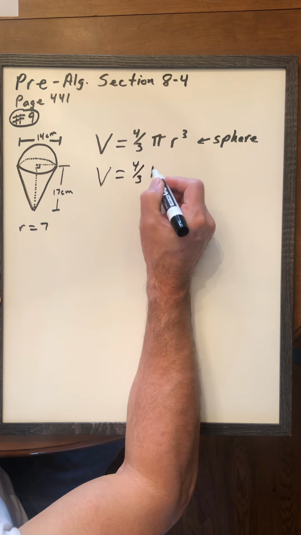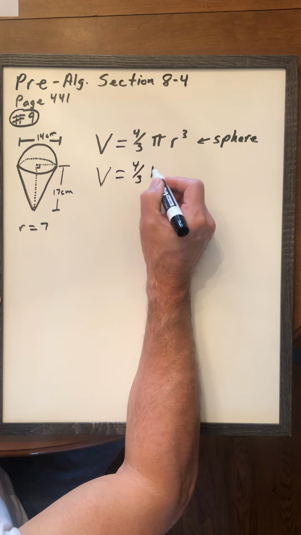Now, what I need is the height, which it's giving me, that is 17. And I need the radius, which we found was half the diameter, so it is going to be 7. So I'm going to plug those in. So 1/3, and I'm going to leave pi in there. My radius was 7, and so it's going to be squared, and my height is 17. So now I've got my numbers plugged in. Now I can go ahead and start solving.